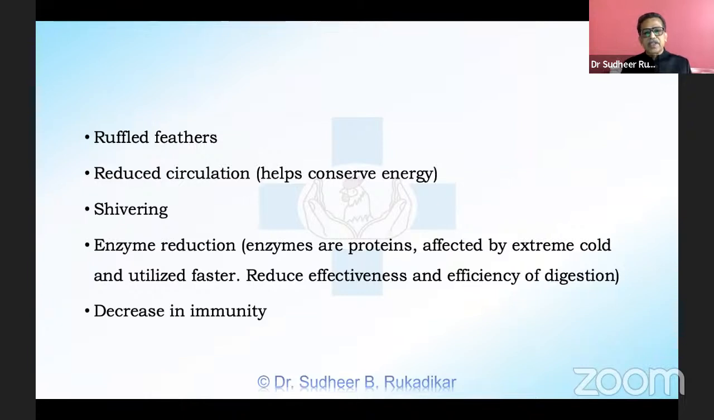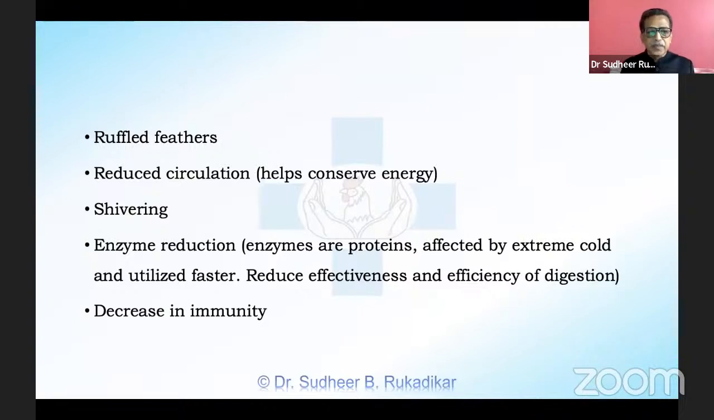There is enzyme reduction. Enzymes are proteins, and they are affected by extreme cold and utilized faster. So enzymes that would be utilized slowly at a normal temperature of 21 to 25 degrees Celsius will be used very fast, and naturally there will be a reduction in the effectiveness and efficiency of digestion. And you know, the entire performance is mainly based on gut health. So if the enzymes are reduced, naturally you will get much lower digestibility, much lower effectiveness.